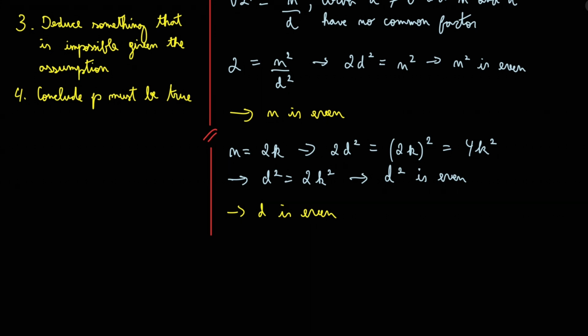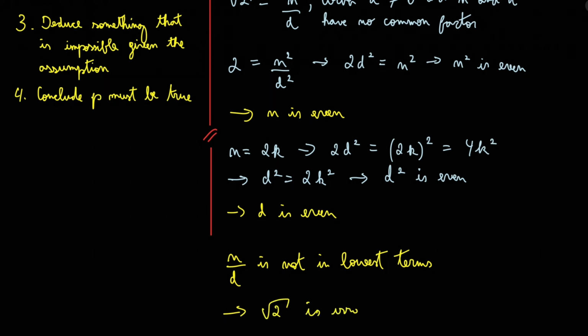Because again, any even number can be written as something like 2k over 2w, and this would give us k over w. They have a common factor of 2, which contradicts our assumption that n over d is in lowest terms. Let's write that down. n over d is not in lowest terms. Therefore, our initial assumption was false, so the square root of 2 is indeed irrational.